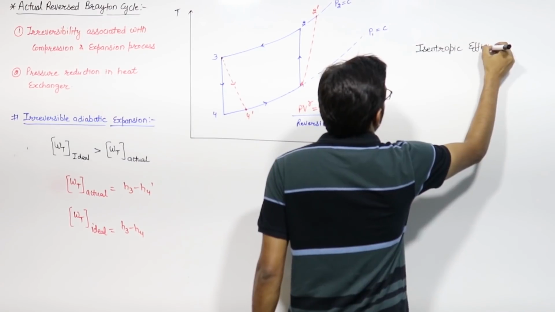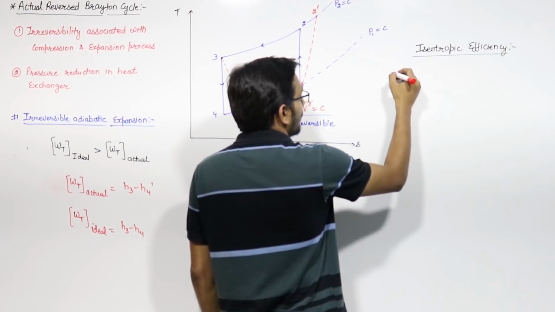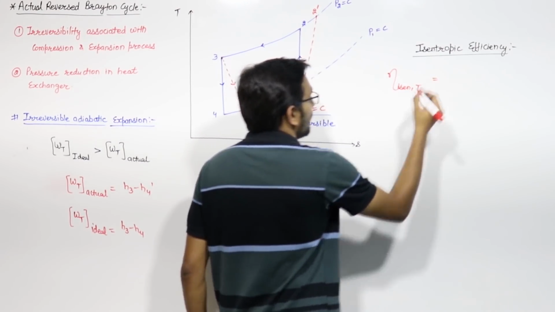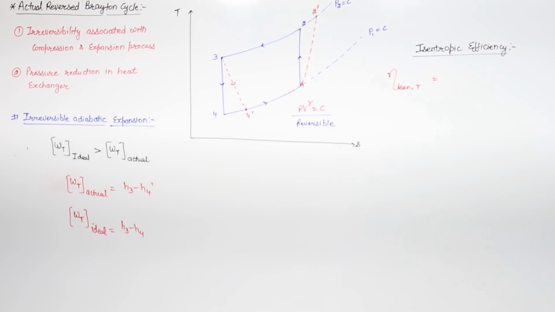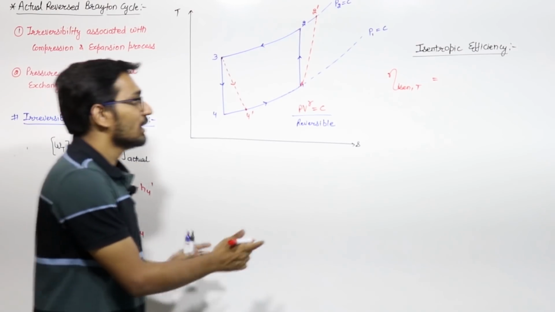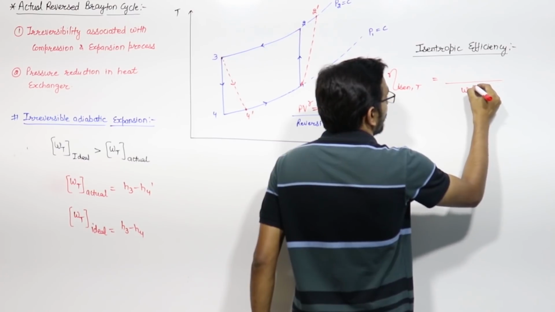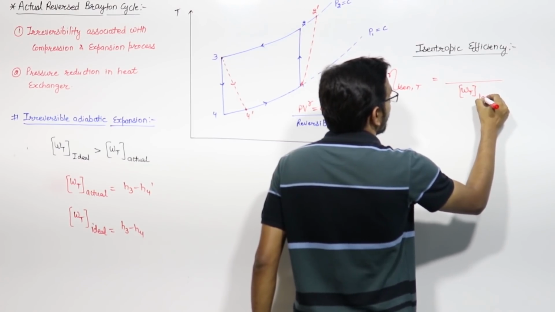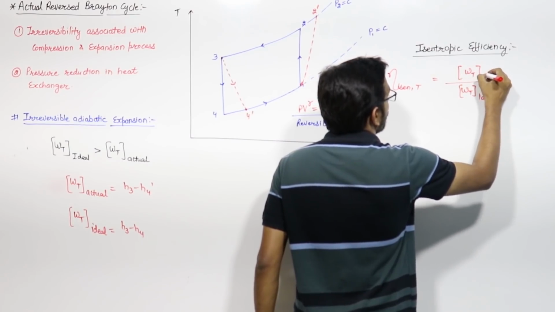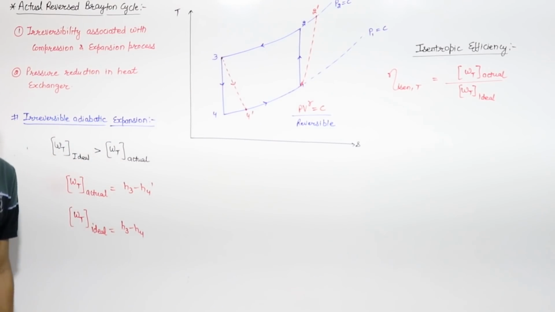Isentropic efficiency. If we talk about the turbine, then isentropic efficiency of turbine, how can you write? We know that efficiency is always less than 1. In this case, ideal is more than actual, so which is more, that goes to the denominator. So the turbine actual work which you got, divided by the turbine ideal work which you want, is the isentropic efficiency of turbine, right?